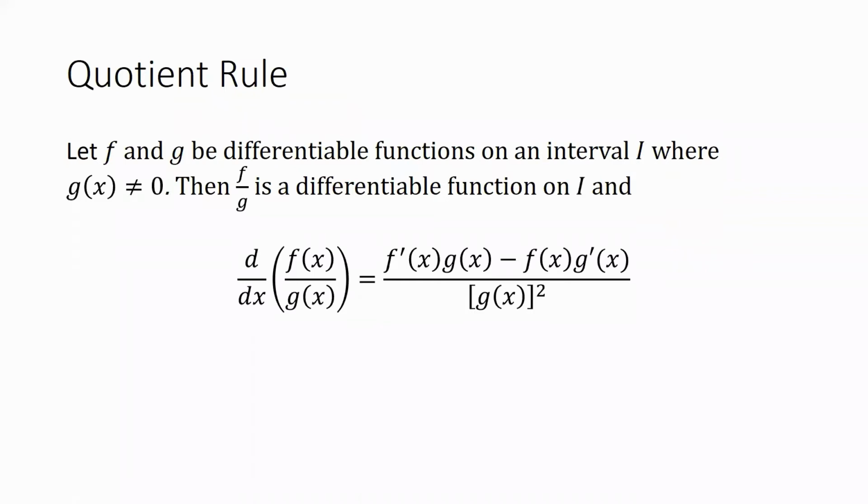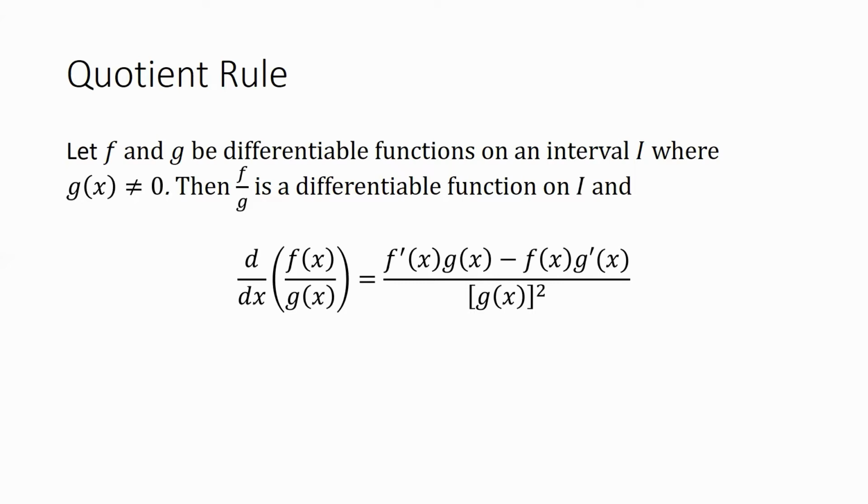The other rule in this section is the quotient rule. So instead of our two functions being multiplied together, now we're going to focus on what would happen if our two functions are divided. So the quotient rule says, let f and g be differentiable functions on an interval I where g of x is not equal to 0.